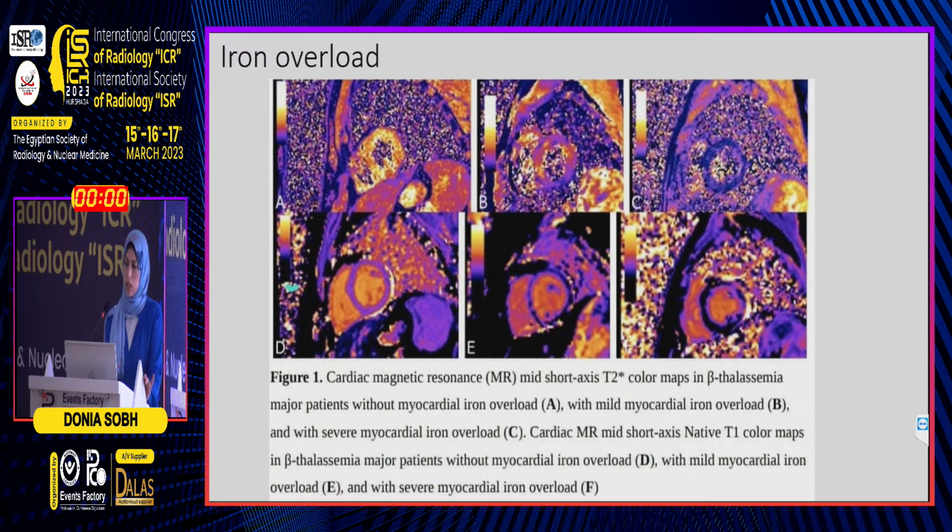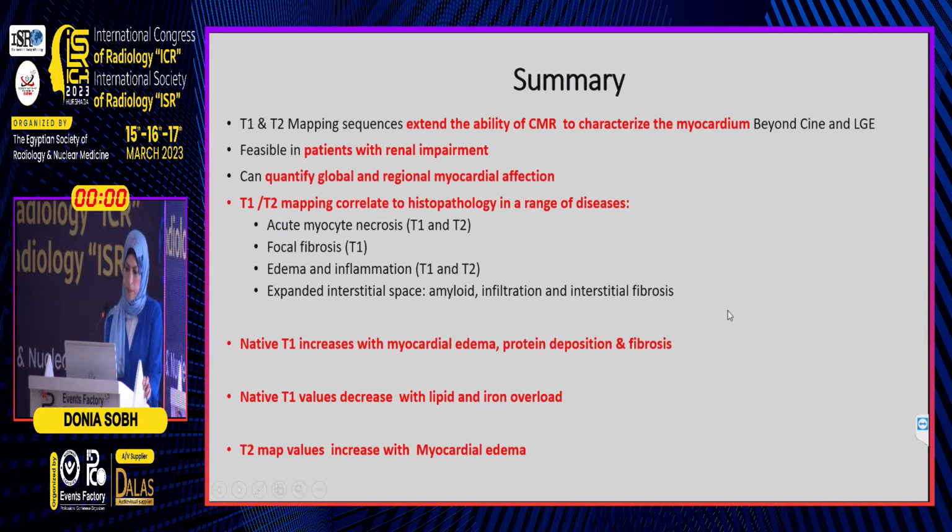Just in here, this is a case of iron overload. We see here, this is the T2 star values decreased. This is a patient with mild, moderate, and severe iron overload. And if we look at the mapping, we see how in severe iron overload, the T1 value is markedly decreased. So I will close by this. So just remember that the diseases that cause increase in T1 mapping are edema, protein deposition, fibrosis, and decrease in lipid and iron overload, and it extended the ability of CMR to characterize the myocardium.